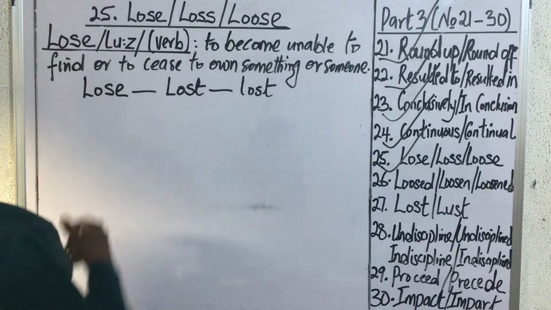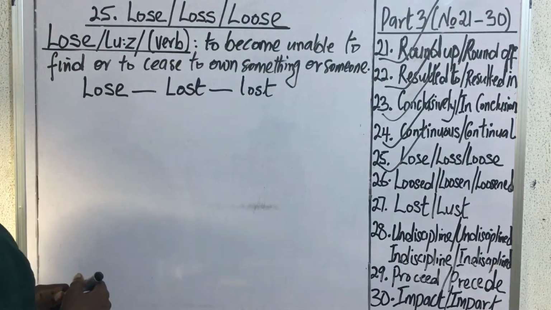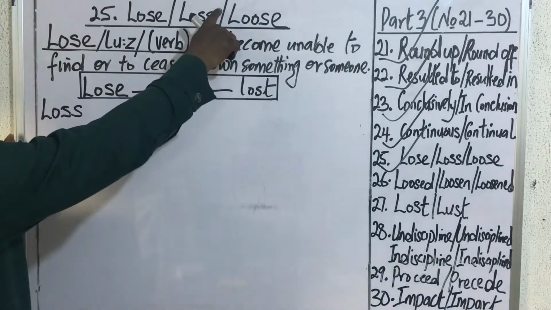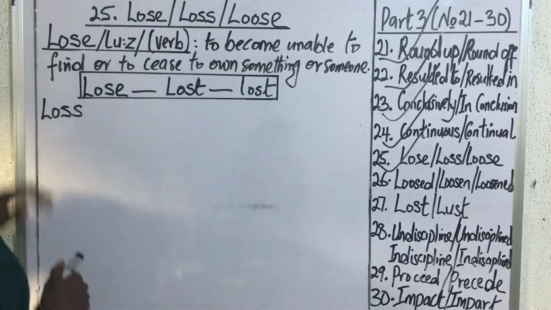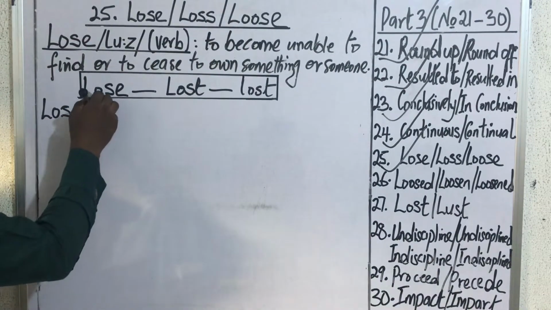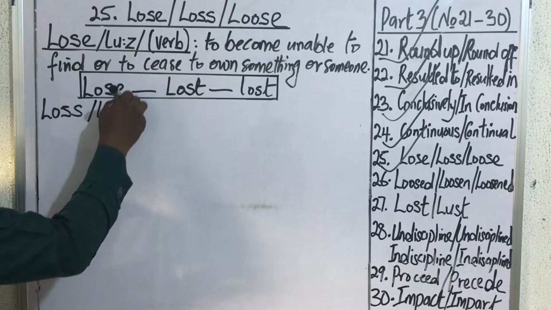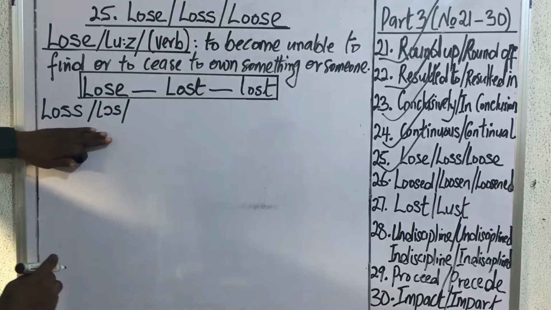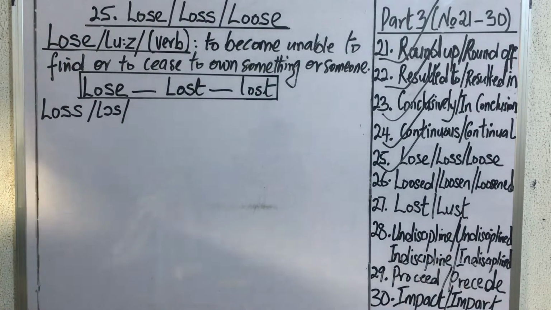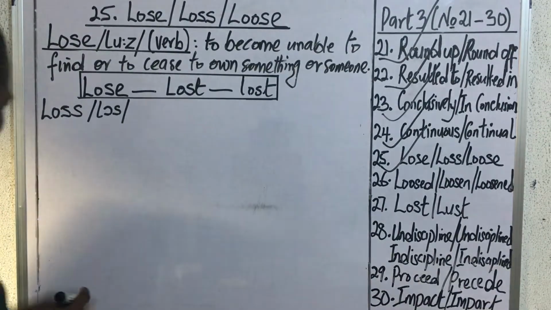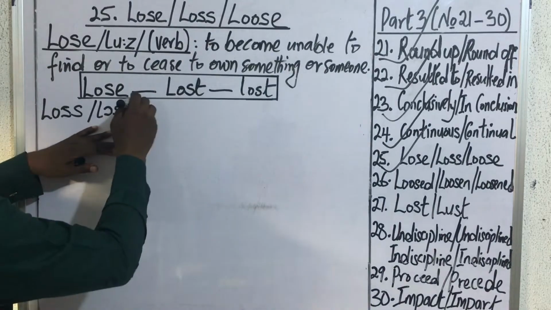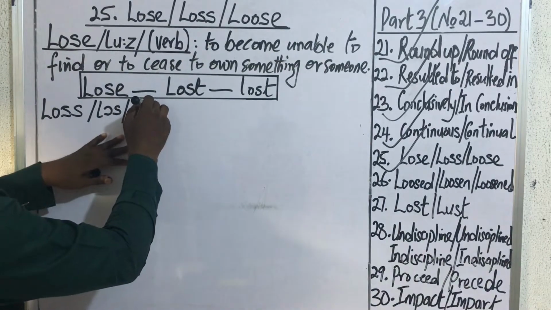Now let's move forward and look at the second word, which is loss. The second word on our list is loss. So let's talk about the pronunciation. Loss. Just L, O, double S. That's loss. Okay, this is how we're going to pronounce this word. Now, what part of speech is it? This very word is a noun. It is not a verb. It is a noun.